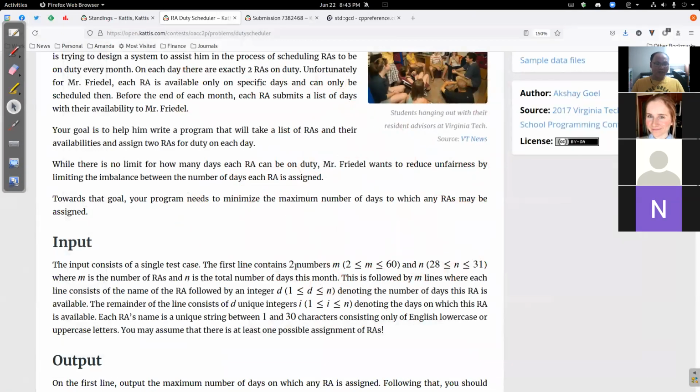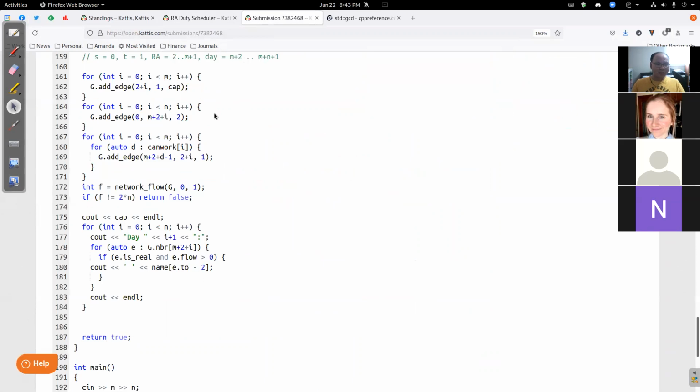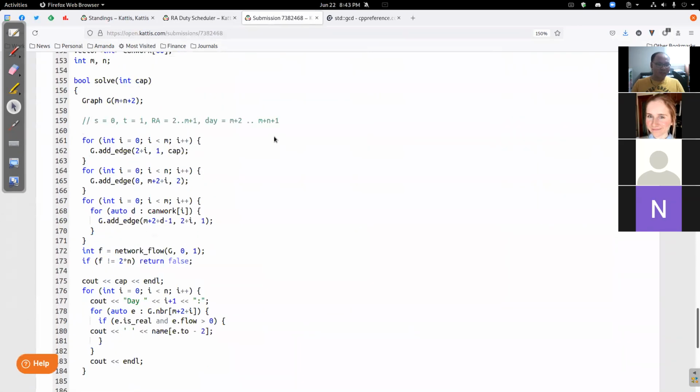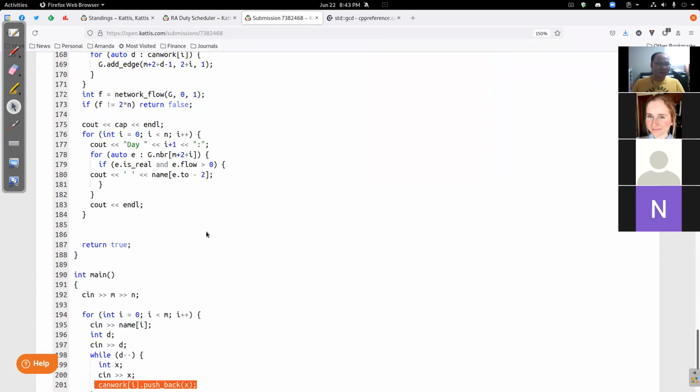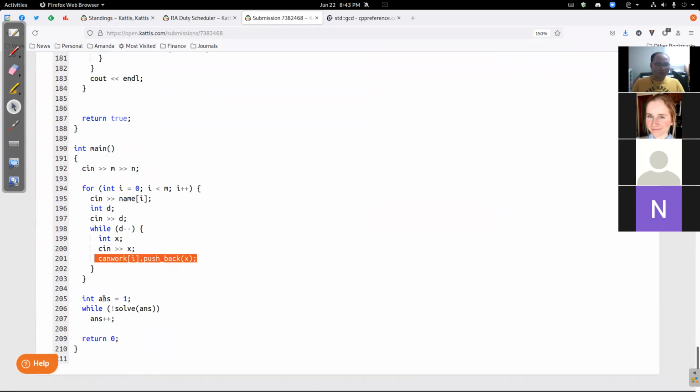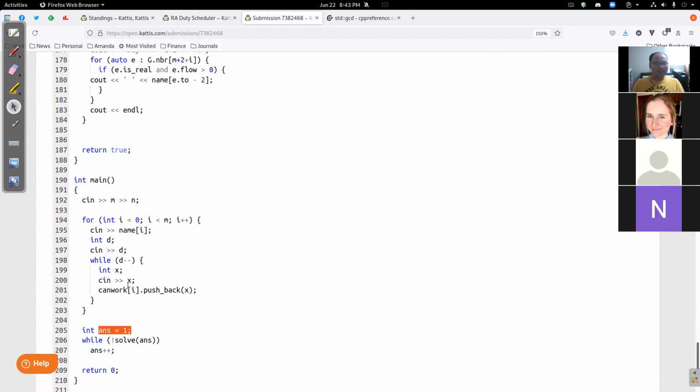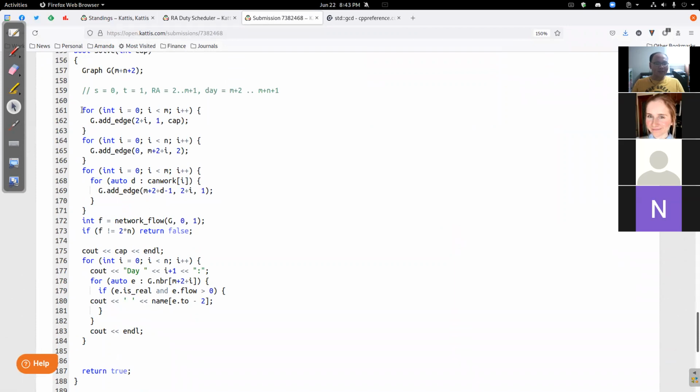I can show you the code, but really it's not that interesting. I read in the name of the person, I read in the number of days they can work. I have a vector for each person, which days they can work. And then I just basically try for every possible capacity, the K that I drew in my slides, and call network flow. So I build a graph. Again, I make sure I remember what my node indices are for each type of thing.